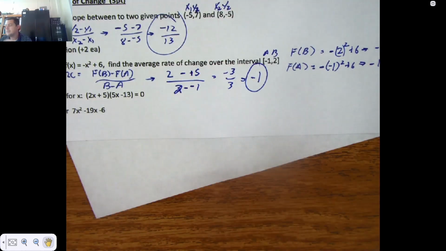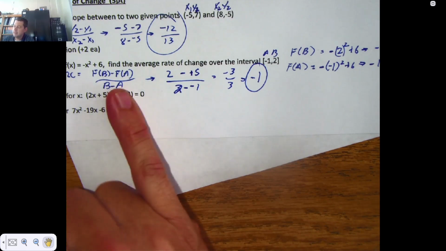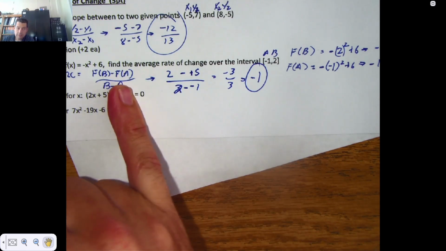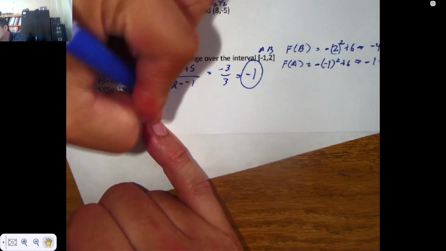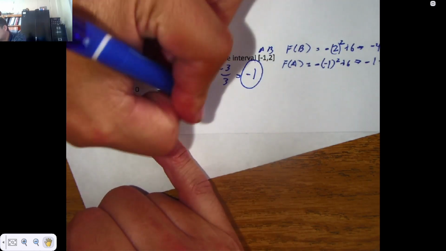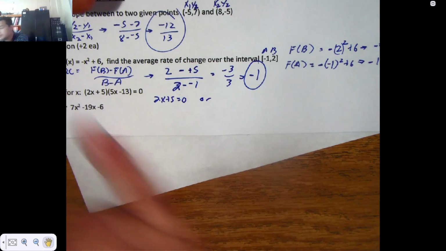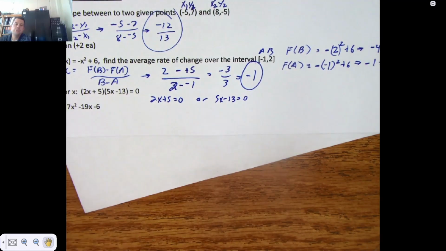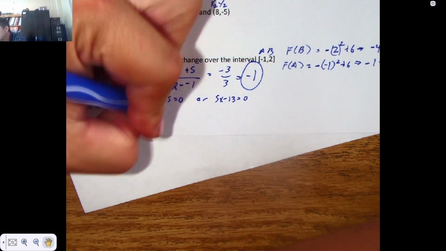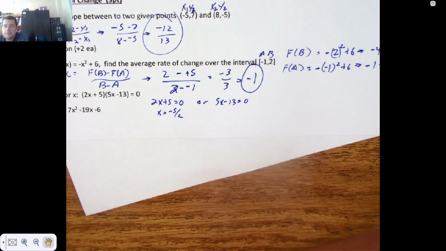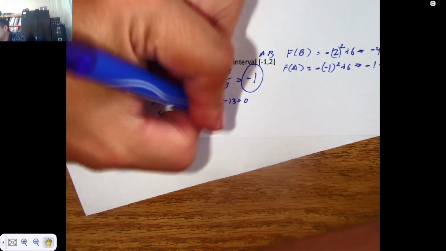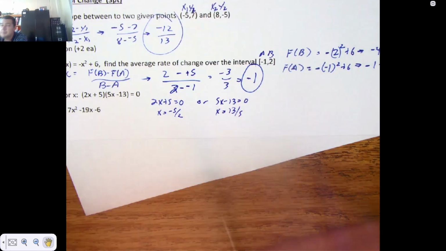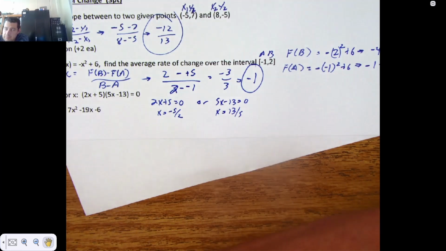All right, solve for x. This is the cover-up method. You take a finger, you cover up a factor. So 2x plus 5 is a 0, or 5x minus 13 is a 0. It's actually called the zero product property. You just cover things up. I'm not going to run through the algebra on that one. Subtract 5, divide by 2. Add 13, divide by 5. You ought to be able to do two-step equations in your head. You ought to. I realize some kids can't, but you ought to.